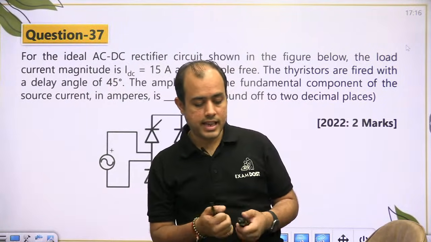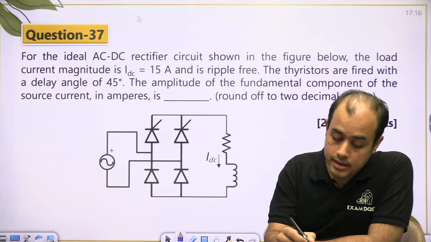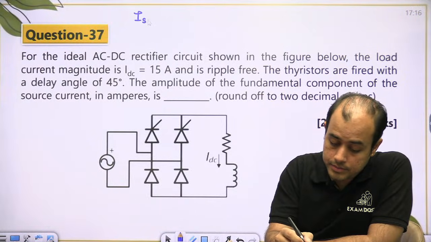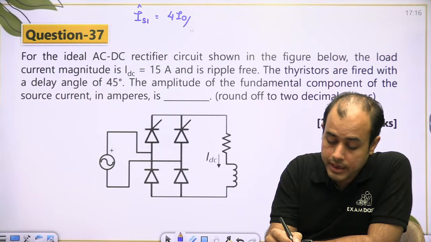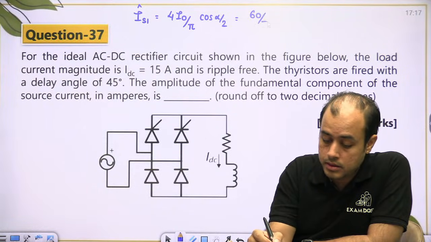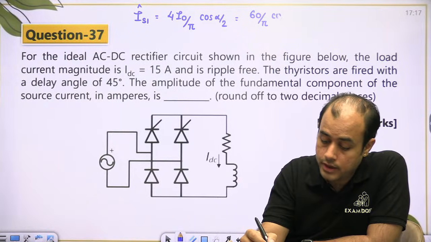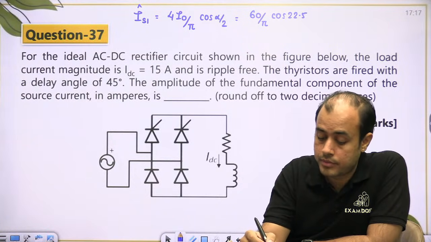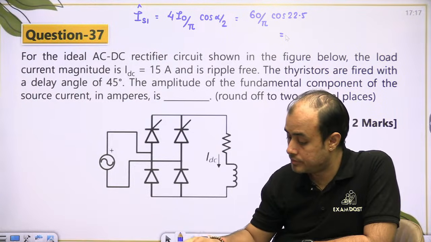$12.47. बेटा ये सेमी कन्वर्टर है. एम्पलीट्यूड 4 I naught by pi. एम्पलीट्यूड माने पीक वैल्यू. cos alpha by 2. Alpha is 45. Okay.